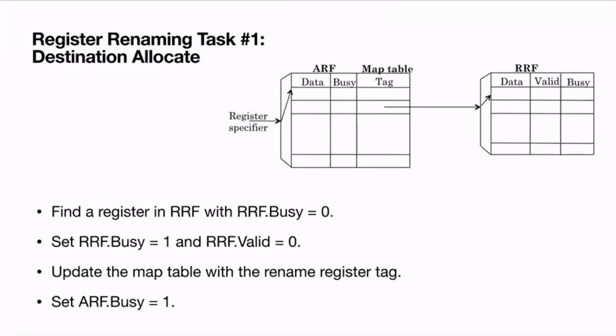When we set the busy bit to 1 in the ARF, it indicates that this architectural register is renamed with another register in the RRF. Right? This is what we are going to do for each destination register in all the instructions. That is the first step we are going to do.